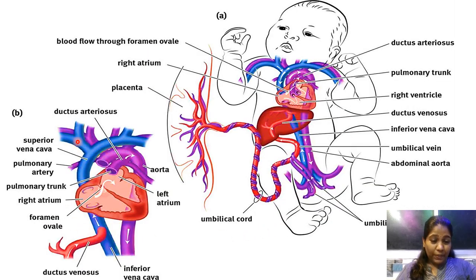So this is the closer picture showing all three shunts. This is ductus venosus connecting umbilical vein with thoracic IVC, foramen ovale between the right atrium and left atrium, ductus arteriosus connecting the pulmonary artery with arch of aorta.